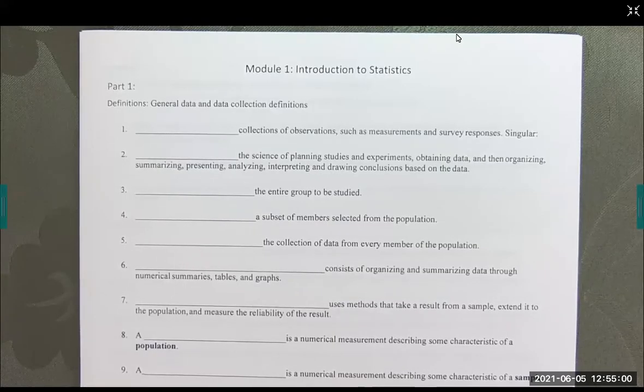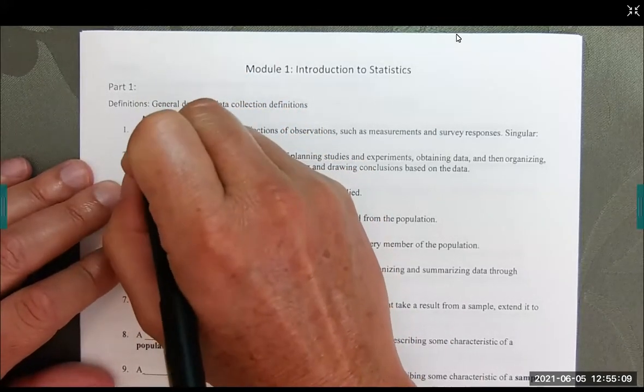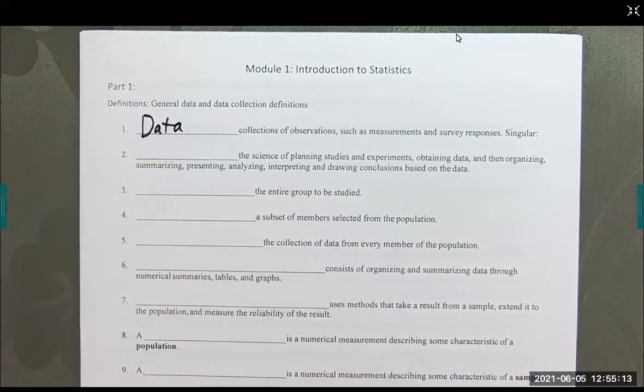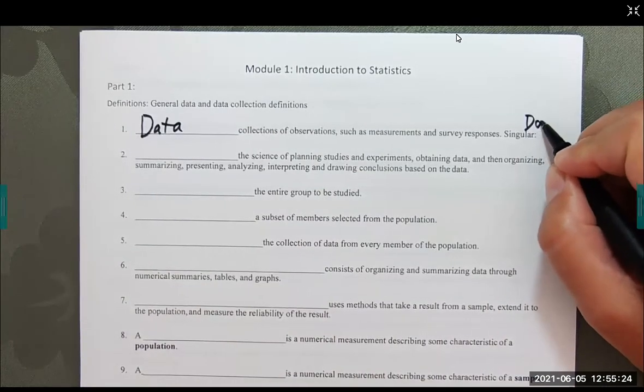Welcome, everyone. This is Module 1, Part 1 of Statistics, and we're going to start off with some definitions, and we're going to start off with data. The most important things that we can get for statistics. Data is a collection of observations, such as measurements and survey responses. And this is the plural of the word data. The singular is datum.